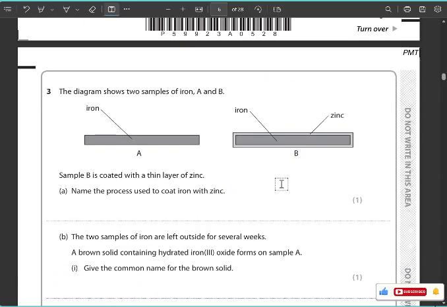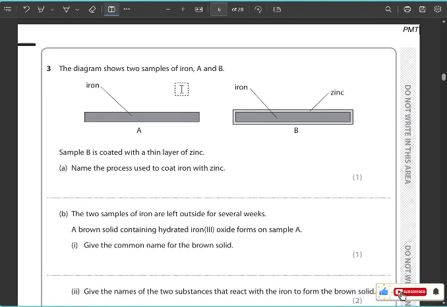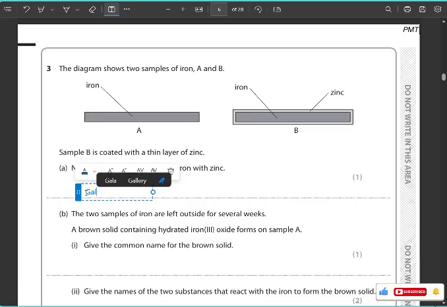Okay, the next one. The diagram shows two samples of iron, A and B. Sample B is coated with a thin layer of zinc. Name the process used to coat iron with zinc. It's called galvanizing. Coating a metal with a more reactive metal is called galvanizing.